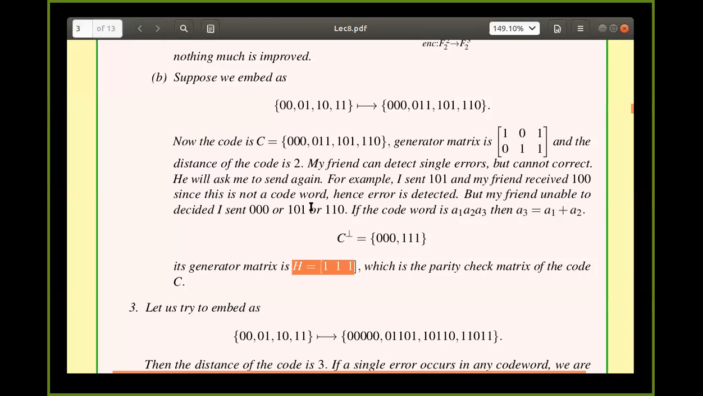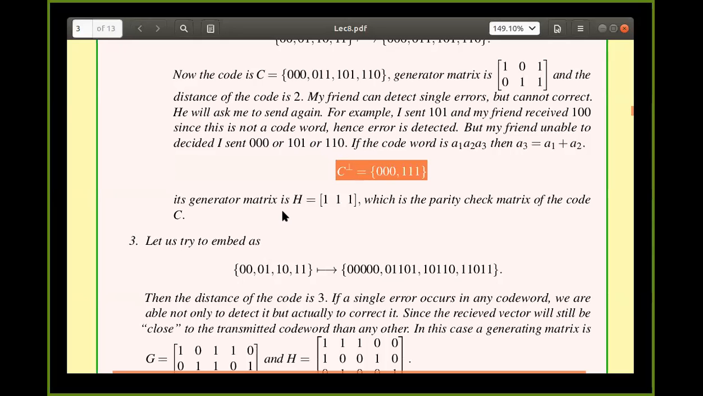C and C perp are both subspaces of F2^3 only. The dimension of C is 2 and the dimension of C perp is 1. The sum is equal to 3. That also we discussed last time, right? I am explaining one more time in case any doubts are there. I cannot repeat. This is the last time.